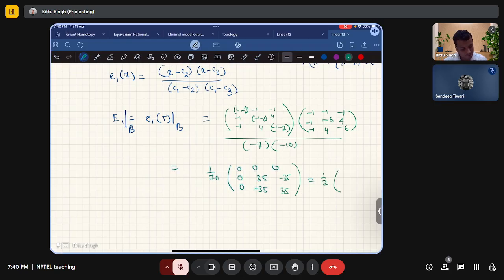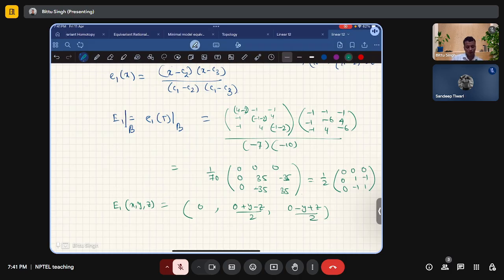So this is same as half times 0, 0, 0, 0, 0, 1, minus 1, minus 1, 1. So this is actually E1. So if we now apply E1 on XYZ, what will be that? Just take this combination, right? First row is 0, so that will be 0. Second row is 0 plus y minus z by 2. Third row is 0 minus y plus z by 2. So that will be E1.